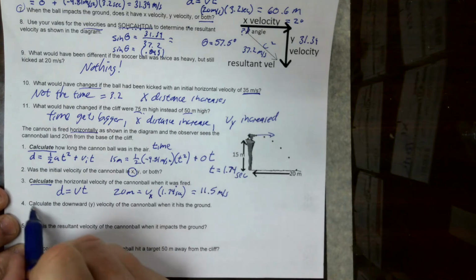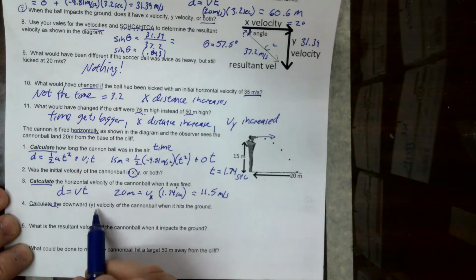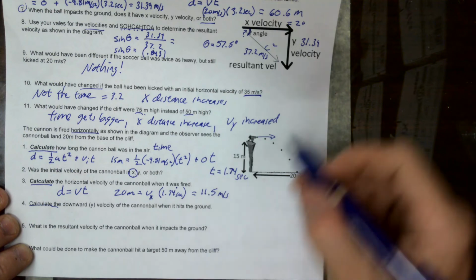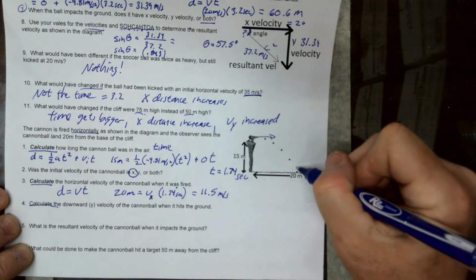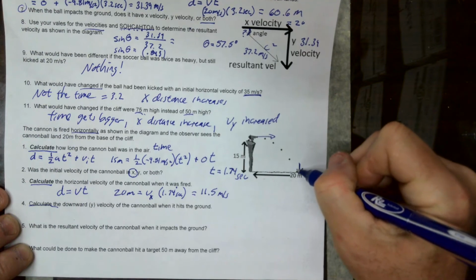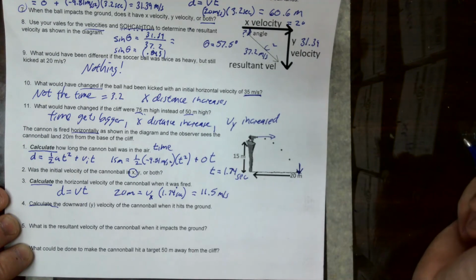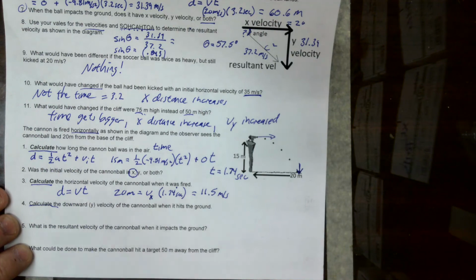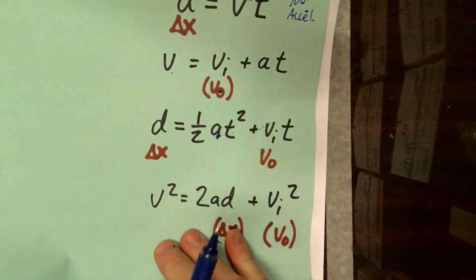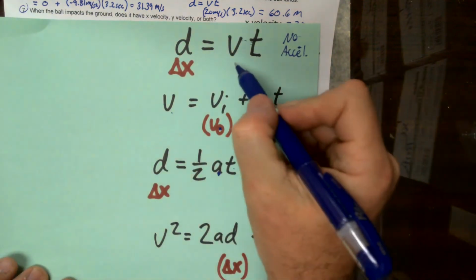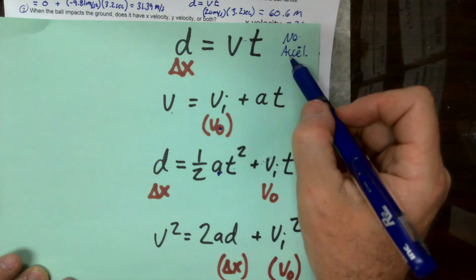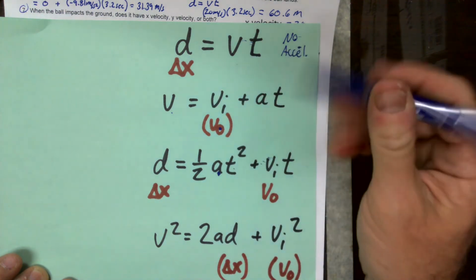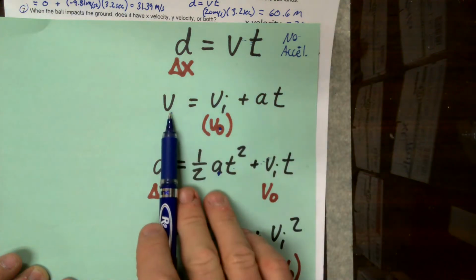Now, once again, calculate the y velocity when it hits the ground. Initially, the y velocity is 0 because it's not going up or down. But when it hits the ground, it is moving in the y direction. So to calculate the downward y velocity, let's look at our kinematic equations and see what we can use. I can't use this formula for y because this is a no-acceleration formula, and I know there is acceleration in the y dimension.